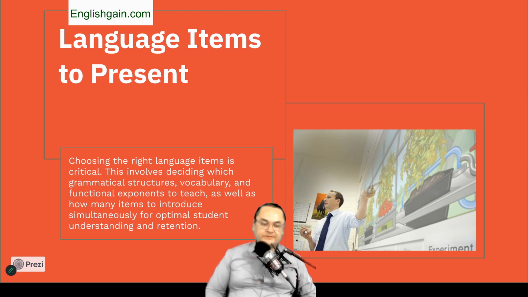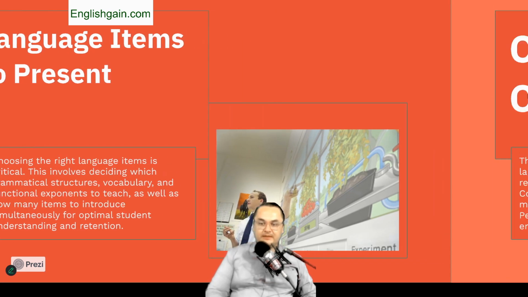Language items to present. Choosing the right language items is critical. This involves deciding which grammatical structures, vocabulary, and functional exponents to teach, as well as how many items to introduce simultaneously for optimal student understanding and retention. Before you choose the method in which you will be teaching your lesson, you're going to consider the complexity of the topic you are going to teach. And according to your expertise and your own experience, you will decide which method to use.